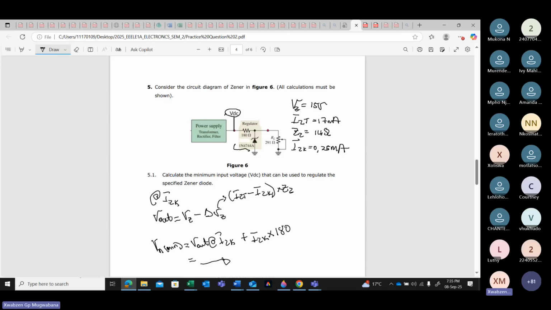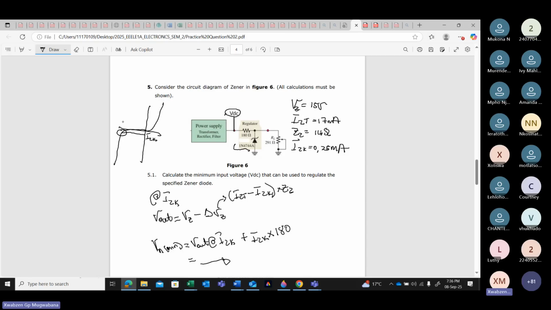Minimum simply means that in the beginning, remember, if you look at your Zener characteristic curve, you have got this part, then you have got this one here. The minimum is at the knee. That is when you are starting to regulate, which means here, that is where you find your IZK. Do you understand that? Yes, sir.